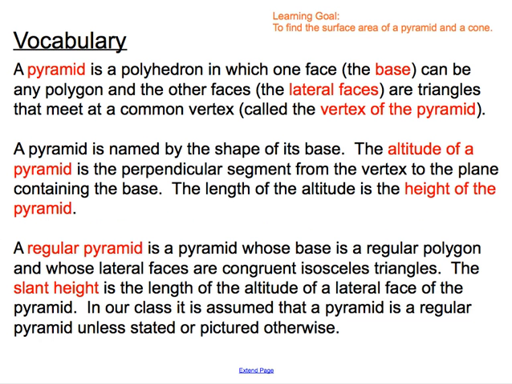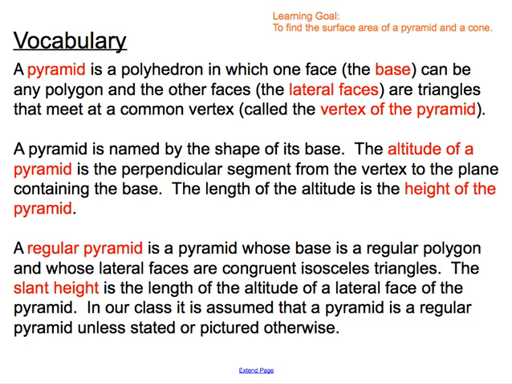A pyramid is a polyhedron in which one face, called the base, can be any polygon, and the other faces, the lateral faces, are triangles. They meet at a common vertex called the vertex of the pyramid. A pyramid is named by the shape of its base. The altitude of a pyramid is the perpendicular segment from the vertex to the plane containing the base. The length of the altitude is called the height of the pyramid.